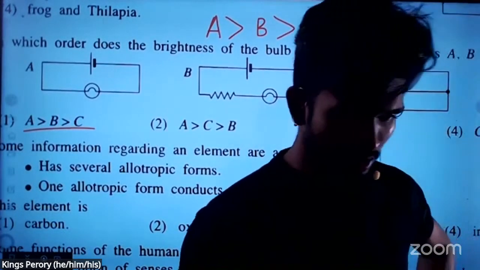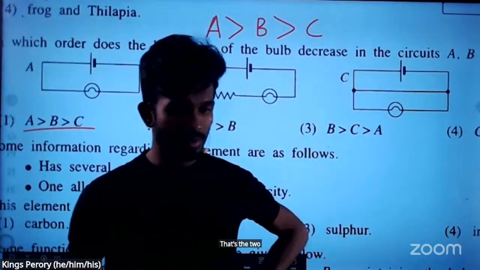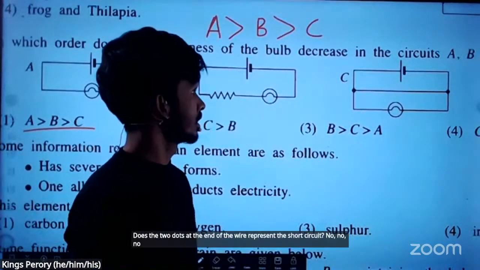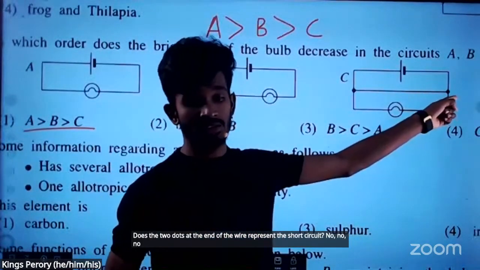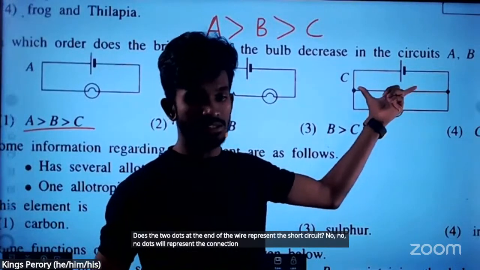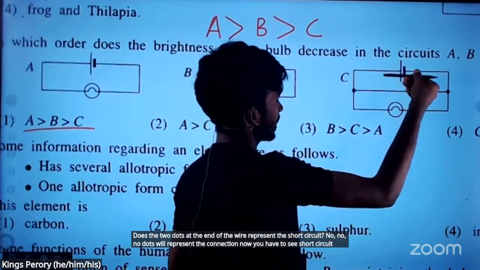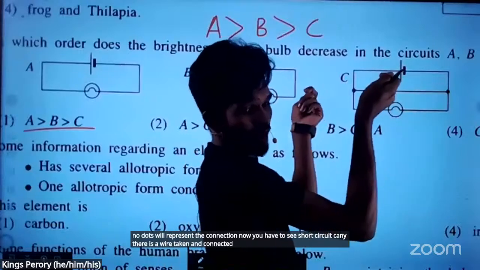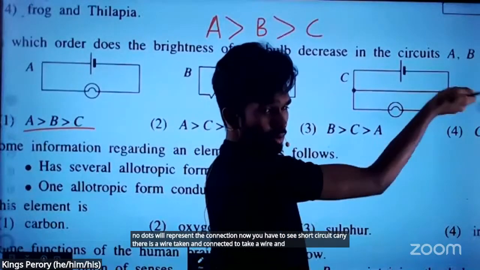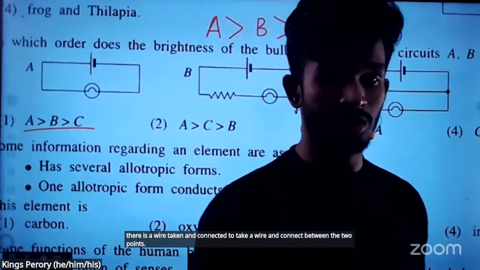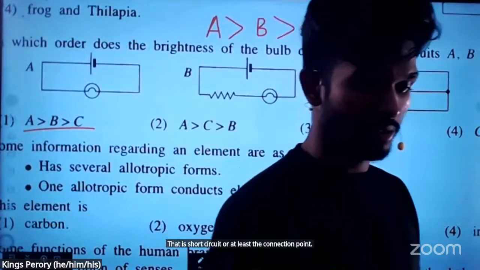So, do the two dots at the end of the wire represent the short circuit? No. Dots represent the connection. For a short circuit, a wire is taken and connected. You take a wire and connect it between the two points. That is a short circuit. The dot is the connection point. That line is the wire.